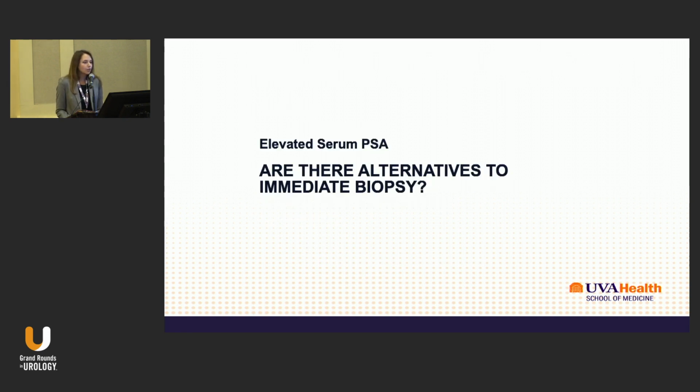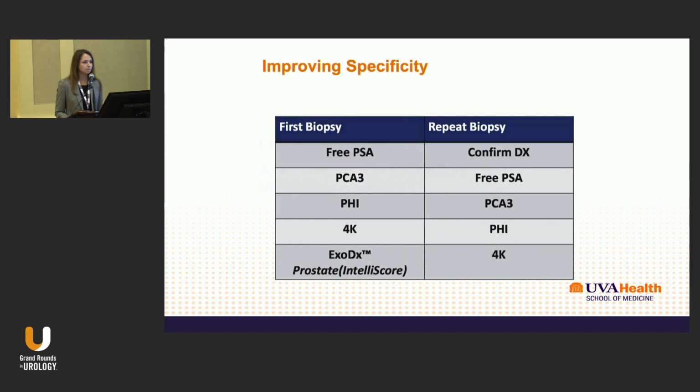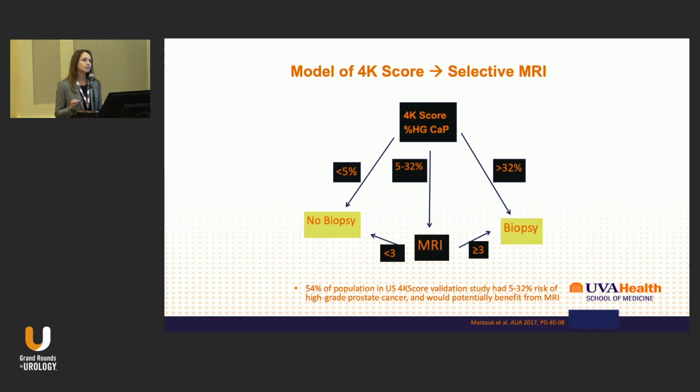So are there alternatives to immediate biopsy? Certainly, these are non-MRI tests, blood and urine-based markers, that can improve specificity. And what can be very exciting is to integrate these with MRI. And this is just one article about different ways to sequence a common marker, 4K score, with MRI, whether you have access to an MRI initially or if you only have access to a marker initially, with the ultimate goal being to try to avoid unnecessary biopsy. So this is an example of one article where using 4K plus MRI tried to avoid unnecessary biopsies and maximally diagnosed high-risk patients.